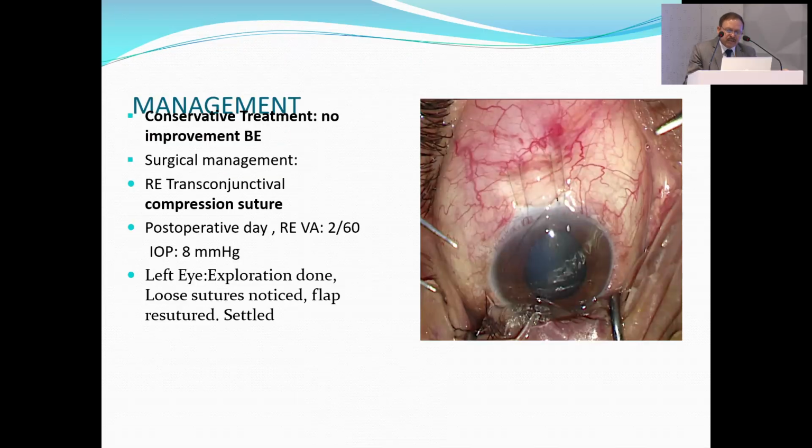I tried the compression suture in the right eye because there was no problem with the conjunctiva, but pressure rose transiently. So in the other eye, I decided to explore the flap, and I found the loose suture, which was sutured again, and this settled with this only.